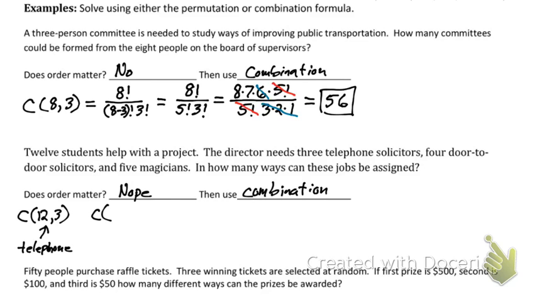All right, now we're going to have a new combination. How many people do I have left? 9. I have 9 people left. So this one's going to be 9, and we're going to choose 4 door solicitors from that 9. So this is going to be 9, choose 4 for our door knocking campaign.